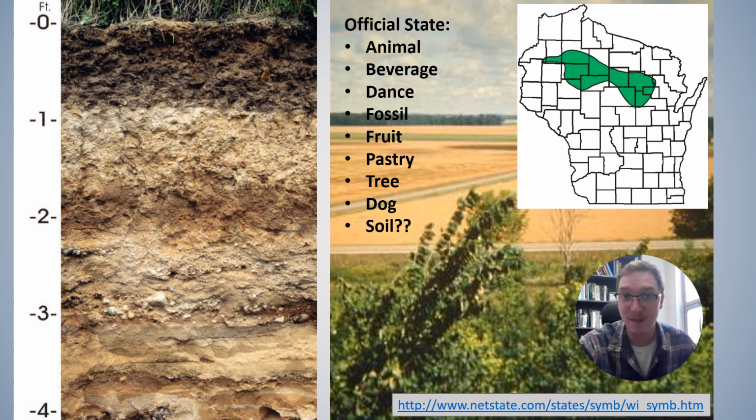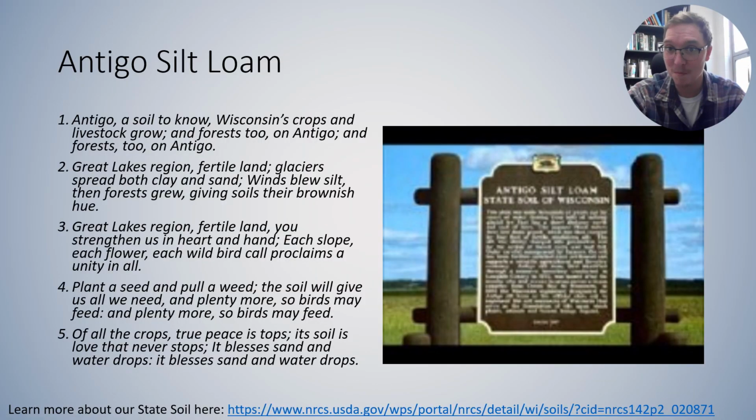Anyone know what it is? I would be excited if you did, and I will ask you in person when we get to the soils lecture. But it's the Antigo Silt Loam. Now, there's a video, the Antigo Silt Loam song, that I will be playing, so prepare for that. It is a wonderful song that I hope gets stuck in your head as much as it does mine. I am not going to sing it for you, but here are the verses on the left-hand side here.